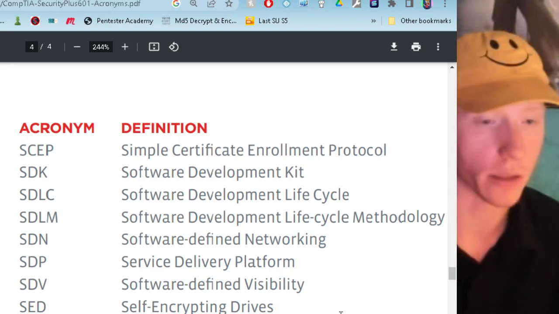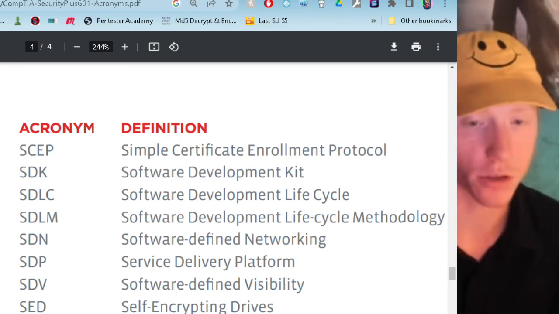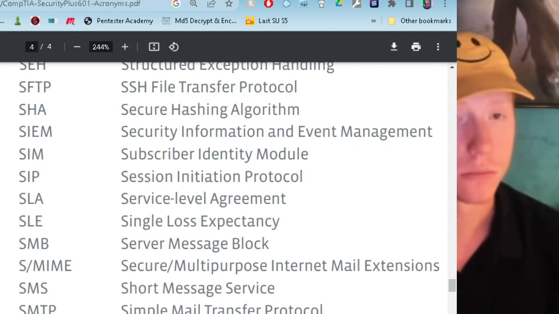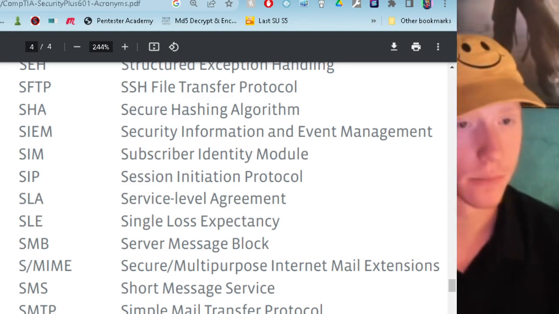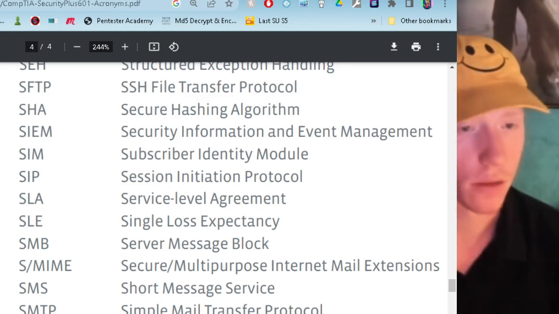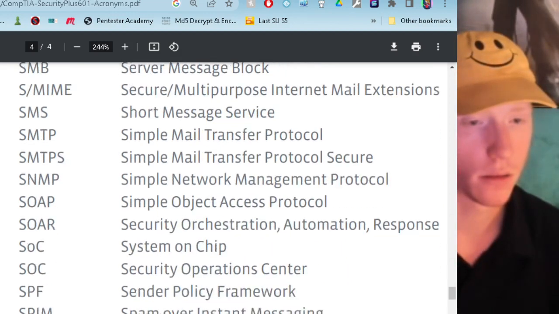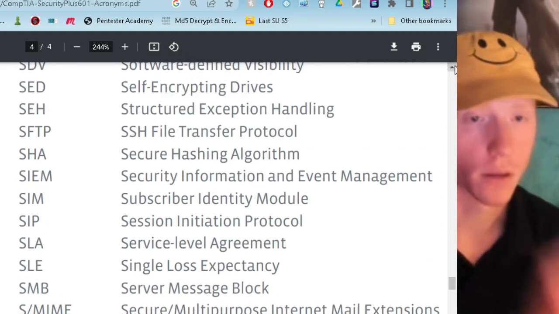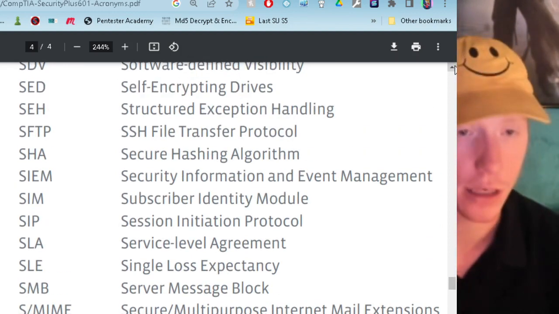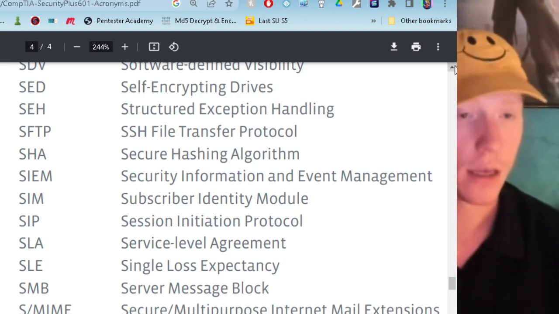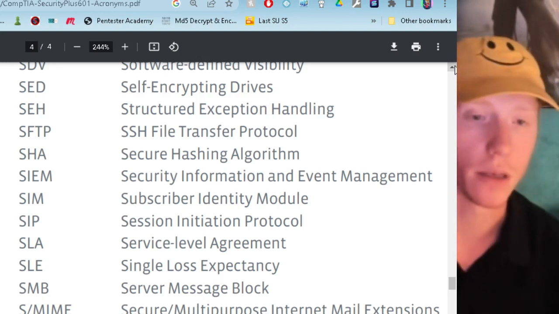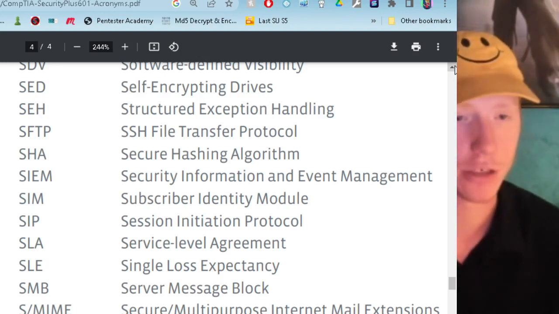SED is self-encrypting drives. SEH is structured exception handling. SFTP is the secure hash file transfer protocol. Let's see, does it say what SSH is? The secure shell, yeah. Yeah, SFTP is Secure Shell File Transfer Protocol. SHA is Secure Hashing Algorithm. SIEM is the Security Information and Event Management.